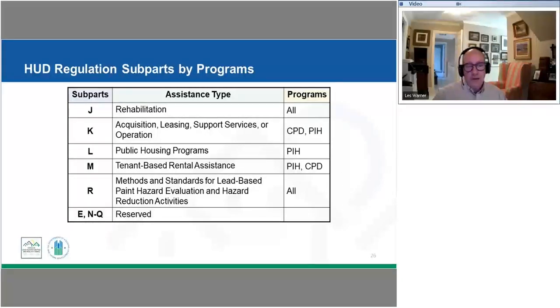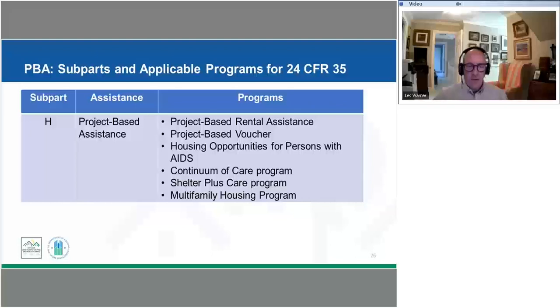So I think in some of the examples, folks were actually doing rehabilitation on units as opposed to simply providing project-based assistance. And so those are going to fall under Subpart J, and we have a whole different set of requirements that you would need to be following. So first off, make sure that what we are working with is project-based assistance, and in those cases, then we're going to be following Subpart H for that.